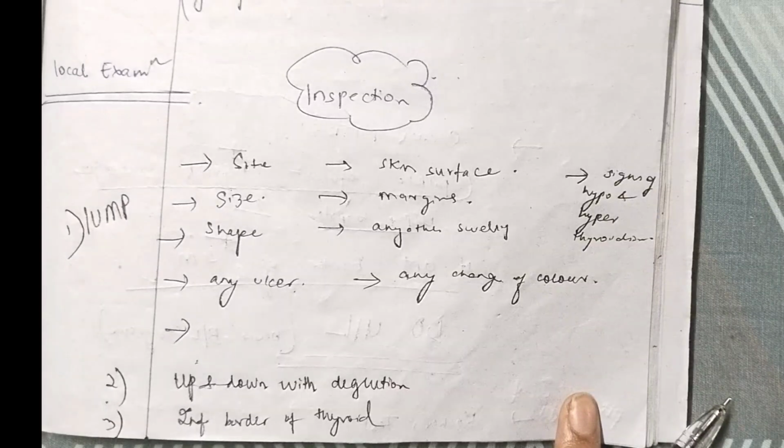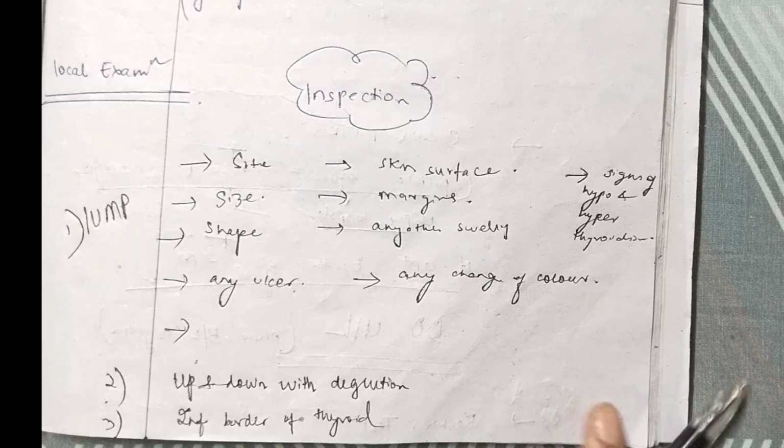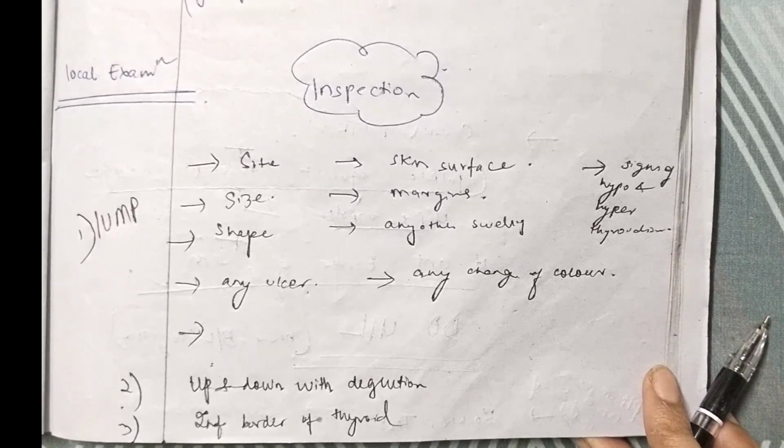And there is one more point which is not mentioned here. You also have to ask the patient to take her or his tongue out, and then you have to see if the swelling moves up and down. Because if the swelling moves up and down after taking the tongue out, that means it is a midline swelling or a thyroglossal cyst. After inspection, we move to palpation.